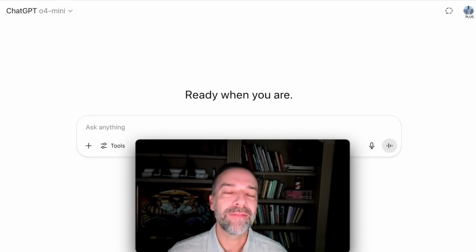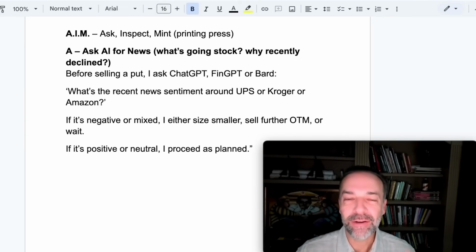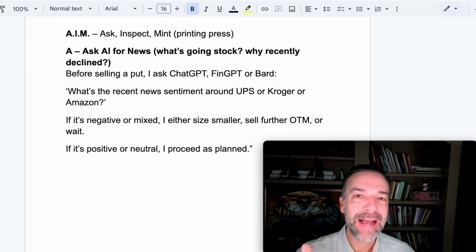Before I show you a real life example of using this checklist in real time, here is the AI sentiment hack I use before entering every option trade. Now, I've created an acronym so it's easy for you to remember, and the acronym is AIM. It stands for Ask, Inspect, and then Mint or Print Your Money.